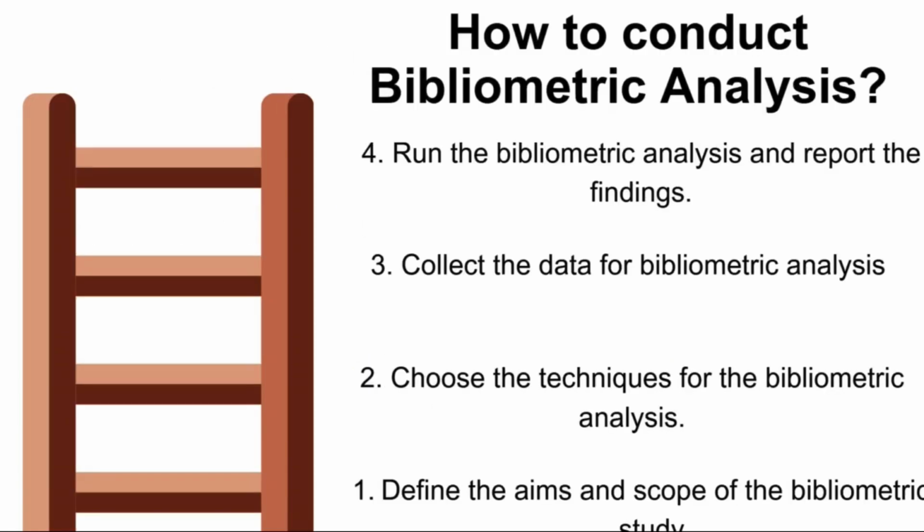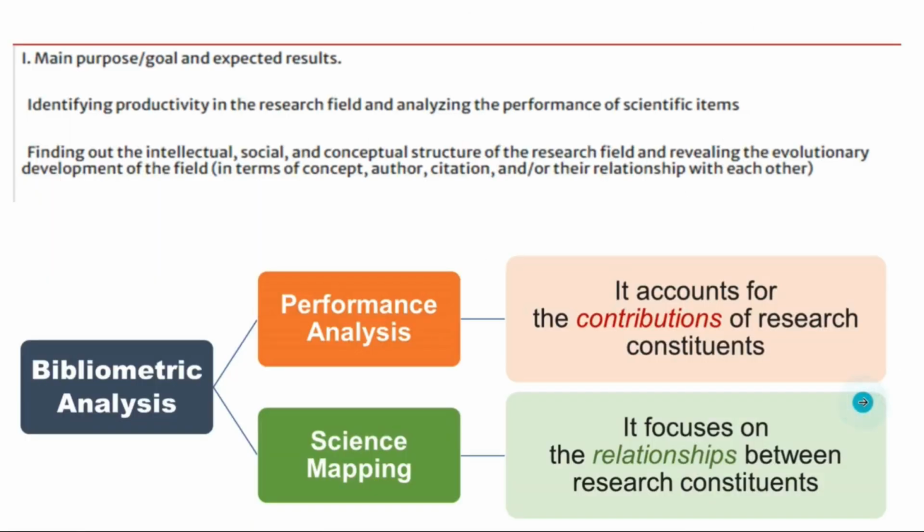And moving to how bibliometric analysis is conducted, we have to move up the ladder. The first step is to define the aims and scope of the bibliometric study. There are two types of analysis within bibliometric analysis. The first is performance analysis and the second is science mapping. We have to decide whether we want to incorporate both or just one. On the basis of the chosen analysis, we move to the second step, which is to choose the technique for bibliometric analysis. Then we move to the third step, which is collecting the data for this analysis, and lastly we will run the bibliometric analysis and report the findings.